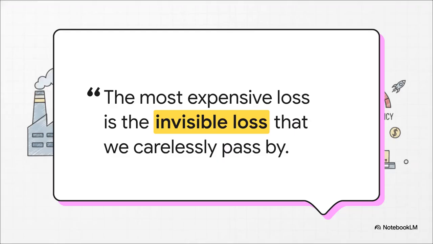So I want to kick things off with a pretty serious question. Are your so-called safe operational habits actually draining your budget? This quote really hits the nail on the head. The most expensive loss is the invisible loss that we carelessly pass by. We're talking about the silent budget killers, just hiding in plain sight out on the factory floor. They aren't massive, catastrophic accidents, right? They're the tiny, repetitive inefficiencies acting like an invisible thief, just slowly eroding your margins day after day.